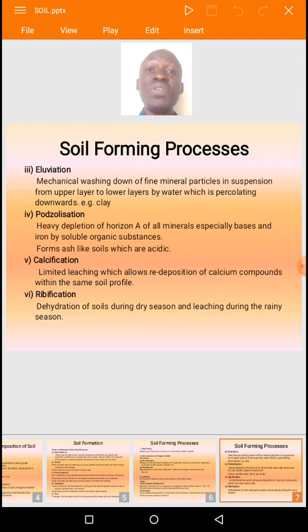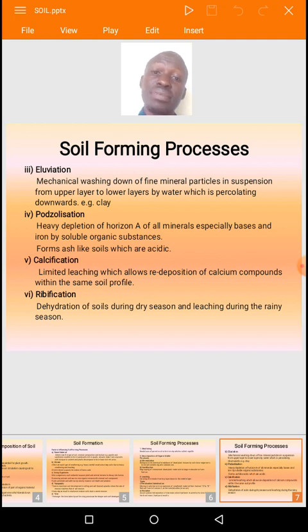Then aeration, that mechanical washing down of fine particles in suspension from the upper layer to lower layers, so by water. That what had been irradiated is also further lost again, water acting upon it. Note the words fine mineral materials in suspension from upper layer downwards. And they are giving the example of clay.